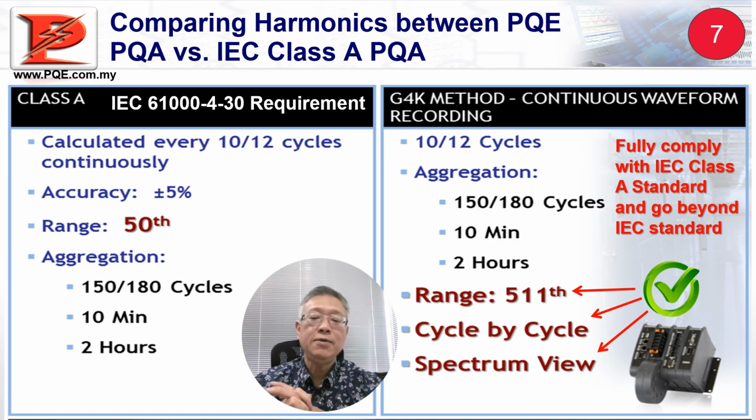So look at the PQE power logger. It fully complies with IEC. It provides 10 cycle aggregations, and 150 cycle, 10 minutes and 2 hours. But in terms of the measured harmonic orders, from 50 it goes up to 111. So this is fully compliant with IEC but goes beyond. Also, an important thing is it provides single cycle aggregations on top of the IEC requirement. So it's fully compliant with IEC but goes beyond IEC.